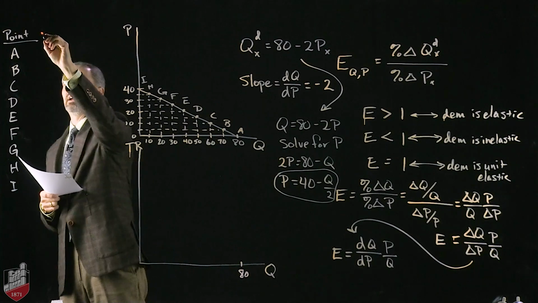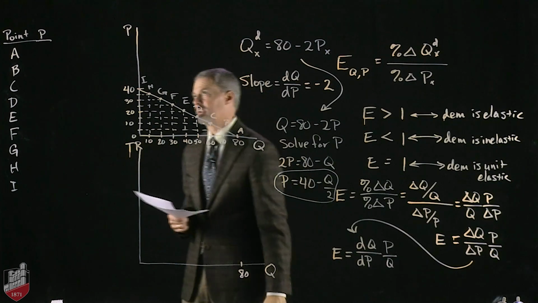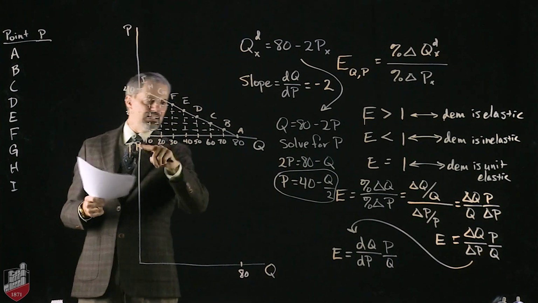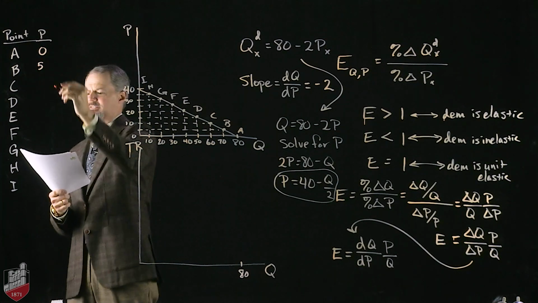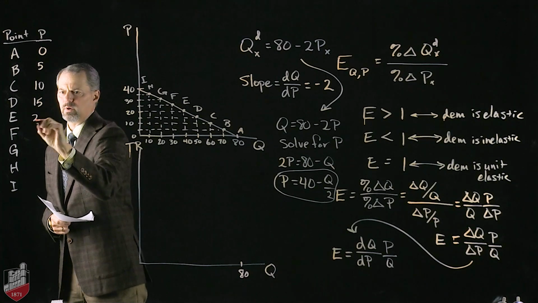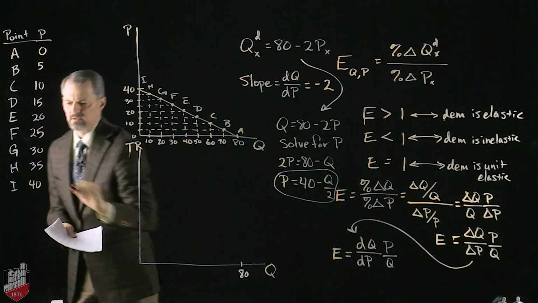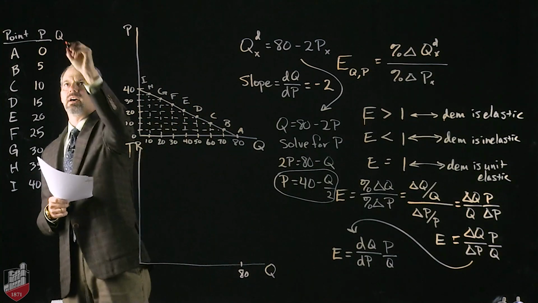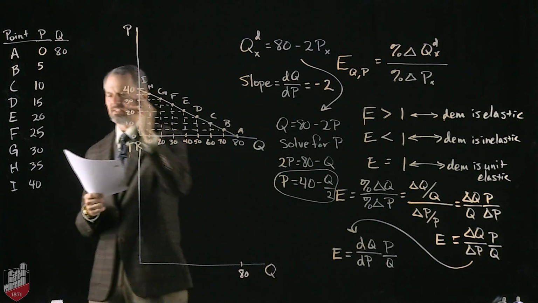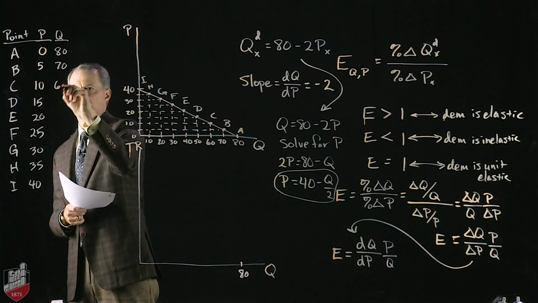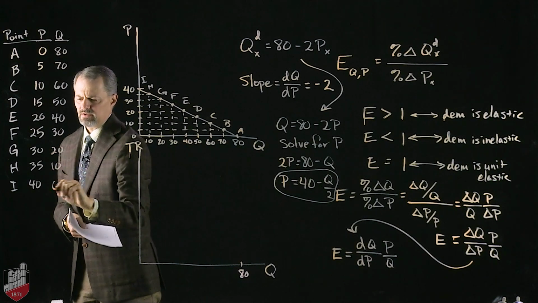Now, let's figure out what the price is at each of these, because that's part of what our formula looks like, right? Our price at point A is 0. And our price at point B is 5. So this thing's going up by 5 each time. 10, 15, 20, 25, 30, 35, 40. And then my quantity at point A is 80, right? And then at point B, it's 70. So that thing goes down by 10 each time. 60, 50, and so on down to 0.